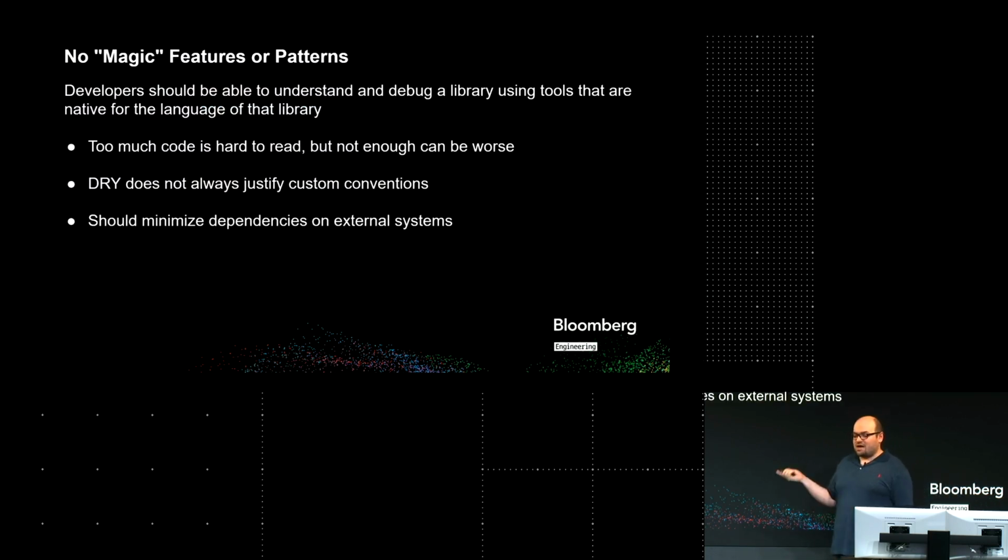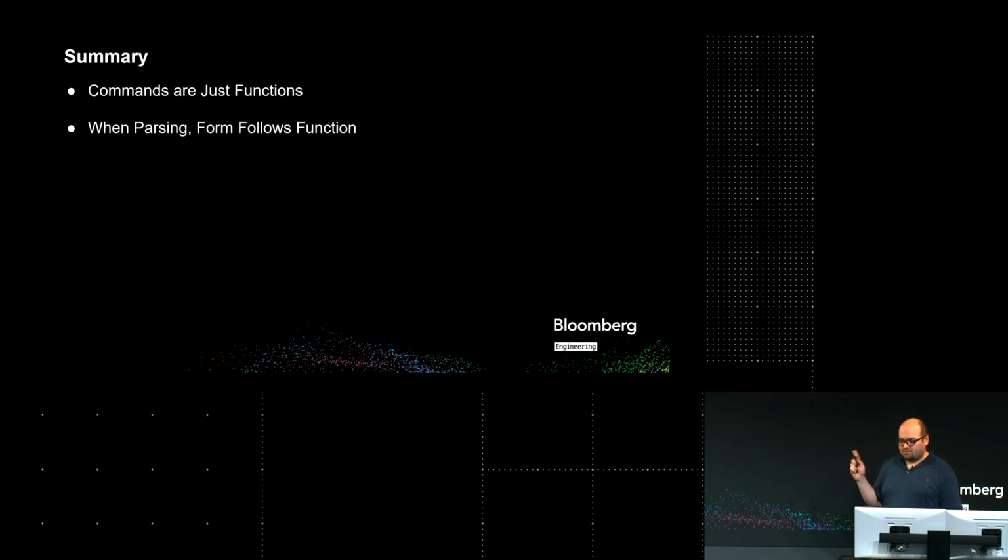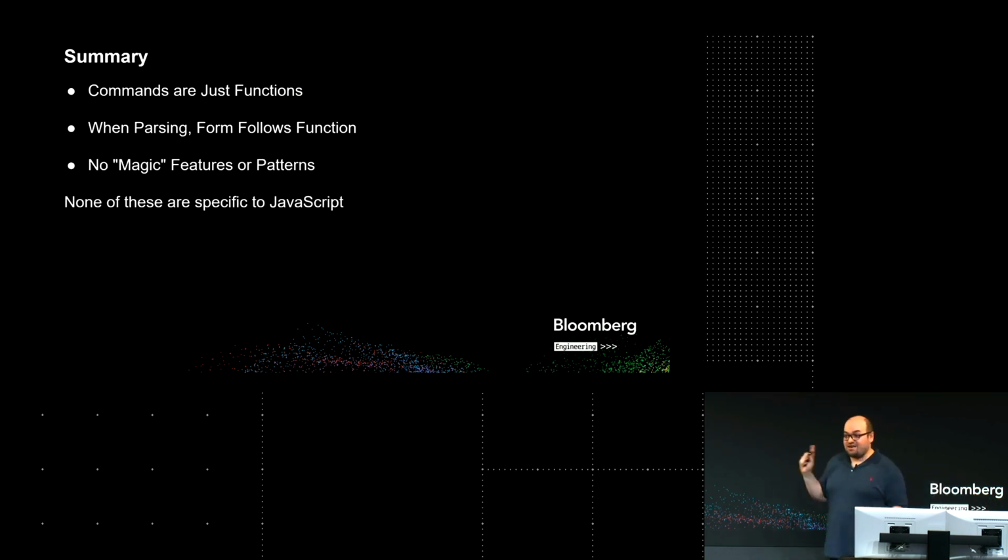As well, it helps us minimize dependencies on external systems. If we stay within the language that we have, then we get to use all the things in that language. And ideally, if we have something new in that language, we can improve the language, make it better. If you have external systems, it reduces portability, and it locks people into certain patterns and tools. And notice that for the last three principles I said, none of these are specific to JavaScript. I am going to be talking about JavaScript and TypeScript today, but the principles themselves aren't specific to JavaScript.